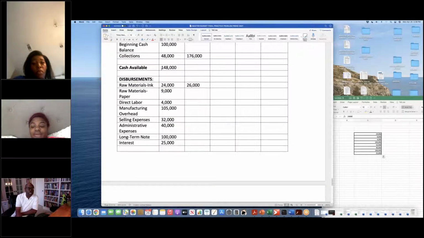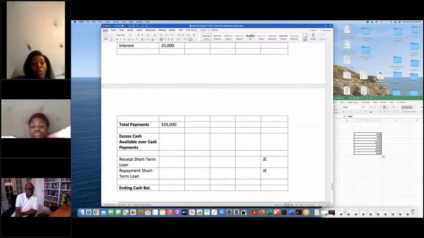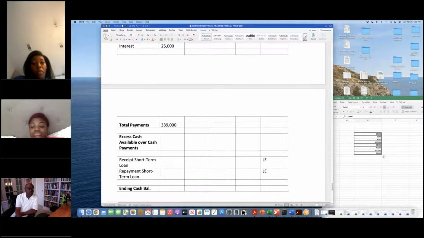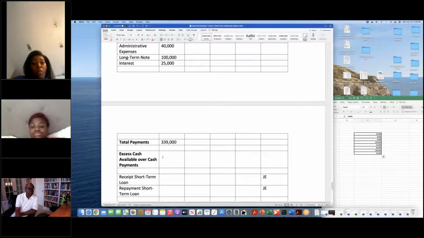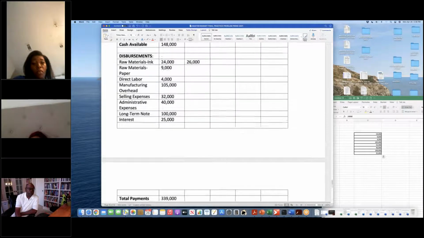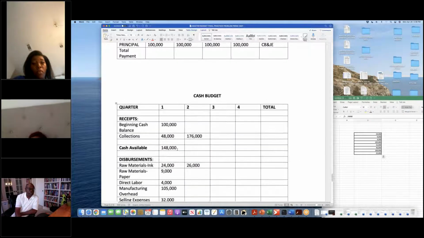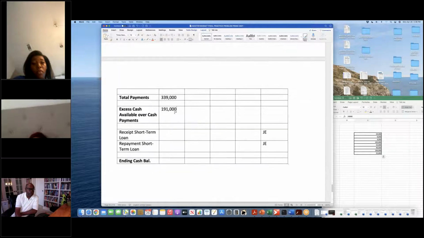So we have 148,000 available. But we owe 191,000. How much are we short? We needed 339. We only had 148. So that makes us 191 short. And if we got to have a minimum of 100,000 in the bank, how much we got to borrow?